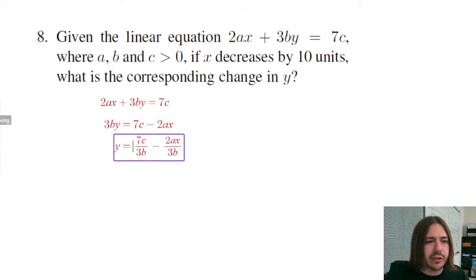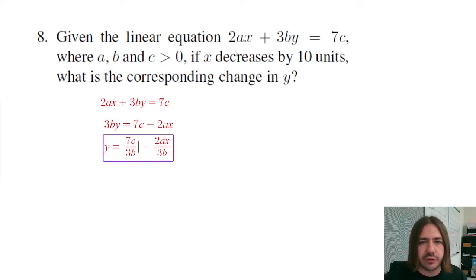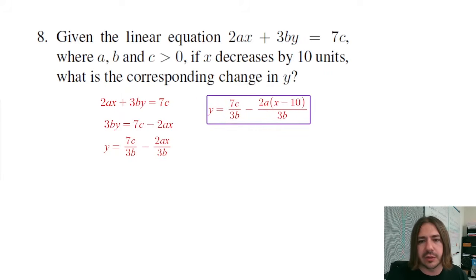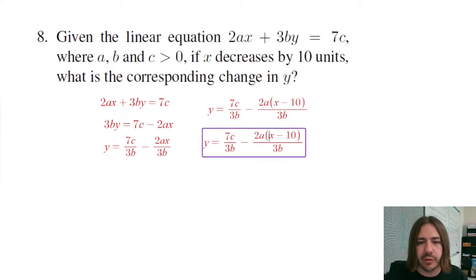So we've got this equation now rearranged so that we can see what y is going to do, and the reason we're doing that is because we want to see what the corresponding change in y is when we change x. So this is what y would equal just straight out from this equation. But if x decreases by 10 units, we want to see how that'll affect y. So what we want to do here is replace x with x minus 10 because we are decreasing this value by 10 units.